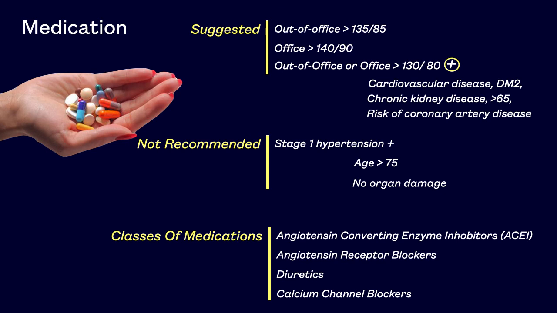Respect to the medications, there are 4 main classes of medications that are used to treat hypertension. First one is angiotensin converting enzyme inhibitors. Then we have angiotensin receptor blockers, diuretics, and calcium channel blockers. There is a lot of variability in terms of how individuals respond to different medications. So it's important to follow up to see how the medications are working. And of course, it's very important to be sure the medication is needed after a lifestyle change.